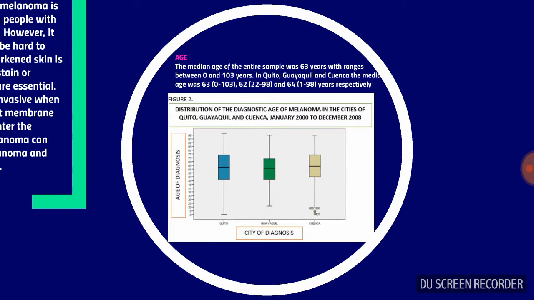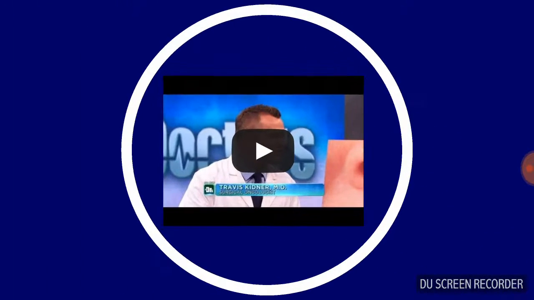In the second table, we can see the age. The median age of the entire sample was 63 years, with a range between 0 and 103 years. In Quito, Guayaquil, and Cuenca, the median age was 63, range 0 to 103; 62, range 22 to 98; and 64, range 1 to 98 years, respectively.